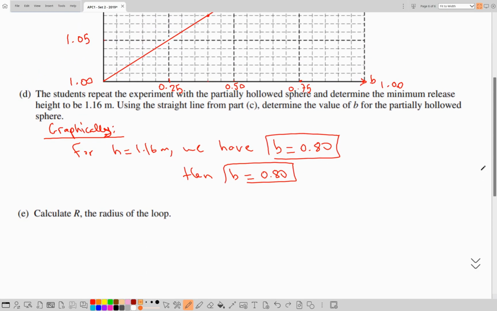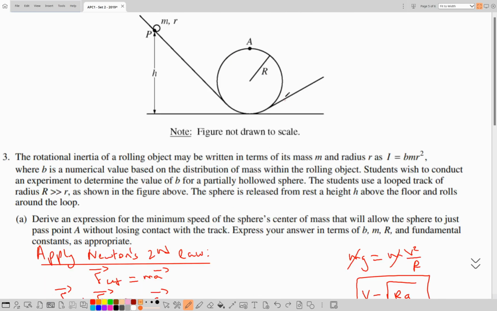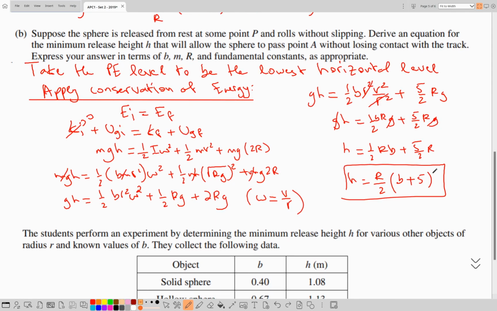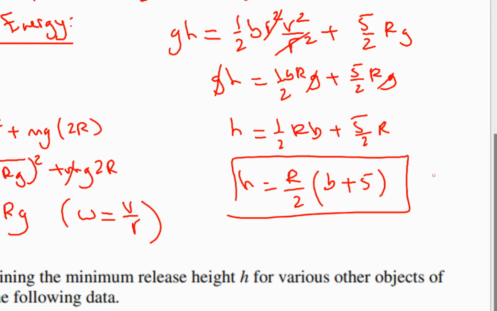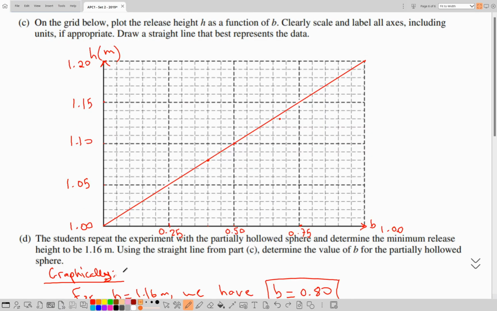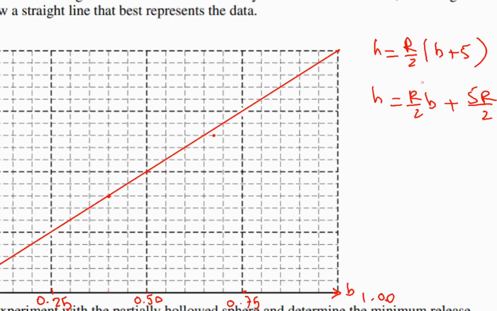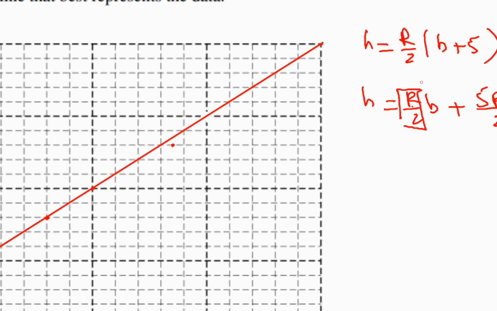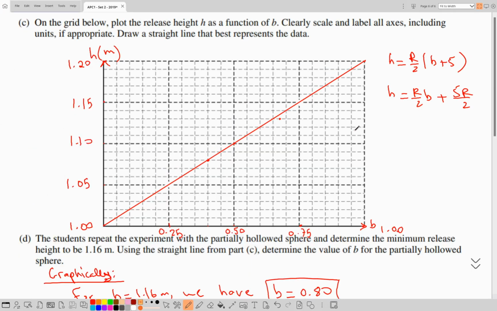Now again, the radius of the loop, which is this loop. We should think about the curve. Notice that the radius of the loop appears here in the following linear relation, given by H is R over 2, B plus 5. This can be written as H is equal to R over 2 B plus 5 R over 2. If you're considering H as a function of B, this is a straight line, and the slope in this case would be R over 2. So basically, if we determine the slope, we have determined R over 2, then we can deduce R.